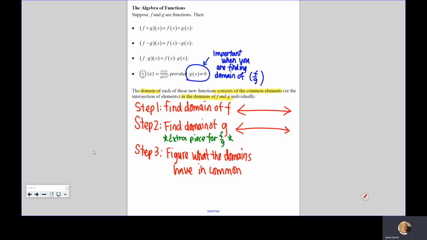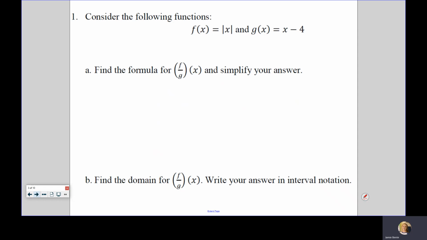Now, we're still going to be using our domain rules that we learned earlier in the semester: the 3 rules that deal with fractions, even index radicals, and then for all of our other functions, the domain is just all real numbers. All right, so let's look at our first example. We'll start off with an easy one. Consider the following functions. F of x equals the absolute value of x, and g of x is x minus 4. It wants us to find a formula for f divided by g of x and then simplify, and then we'll find the domain.